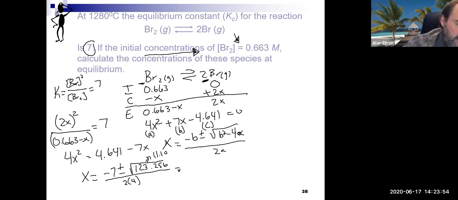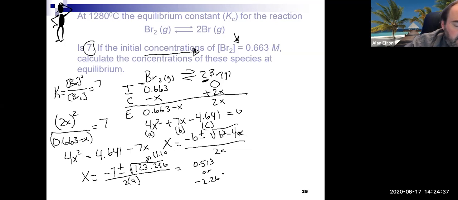You're going to do this 2 ways. We're going to do positive first. So minus 7 plus 11.10 divided by 8 gives us 0.513. Or for our second one, we're going to do minus 7 minus 11.10 divided by 8 gives us minus 2.26. Any questions on that? And to answer your question, because we weren't given anything about the initial concentration of the products, it's safe to assume that you're starting with 0.